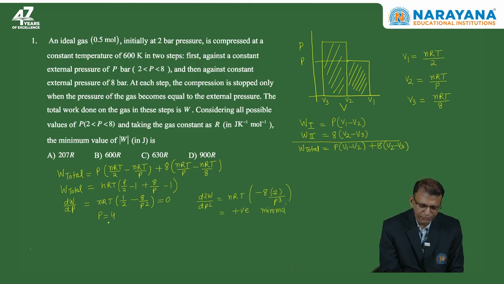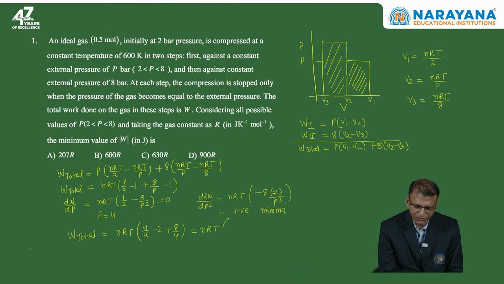And now to get the minimum value of work done in this equation, I can write that nRT, in place of P I can put 4. So 4 divided by 2, and this minus 1 and minus 1 will be minus 2, and 8 divided by 4. So if we simplify this, we are getting nRT. This will be 2 and 2 will cancel out. Finally, we are getting 2.